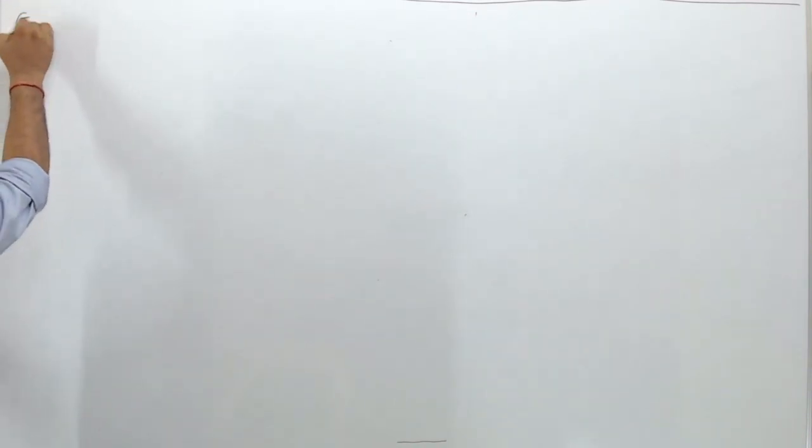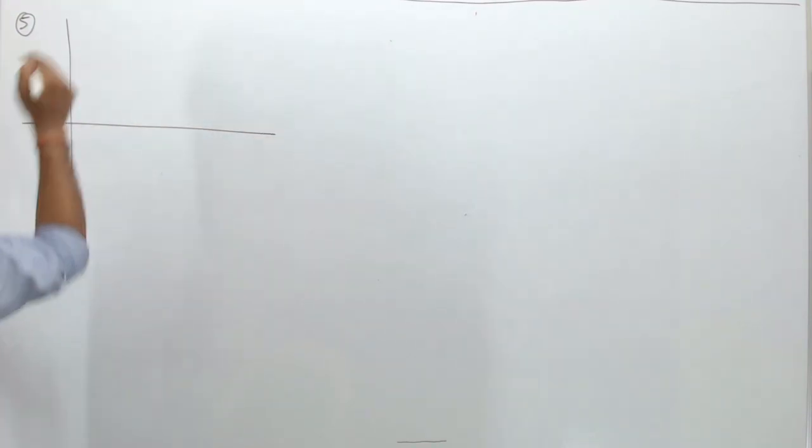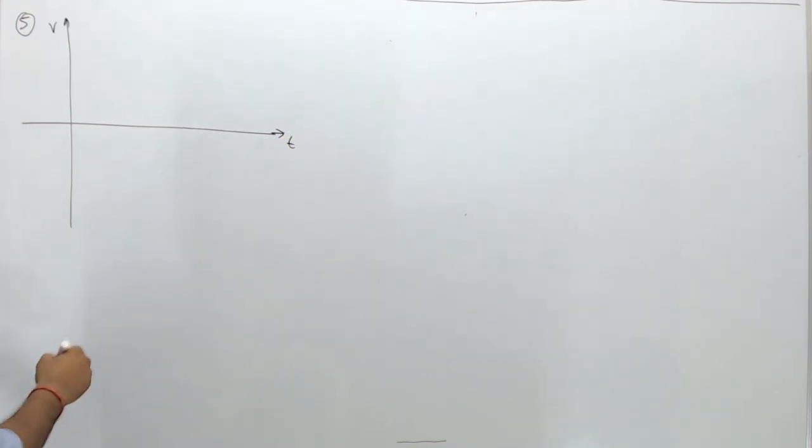Okay, chalo, ek aur karte hain. Let's try and do one more question. The question says, maybe it was example 5. So here we have a graph. So basically we have a velocity time graph. We have a velocity time graph and it is given like this.